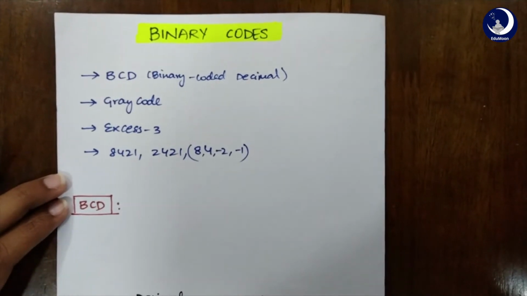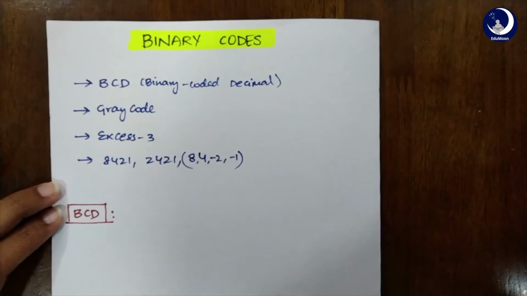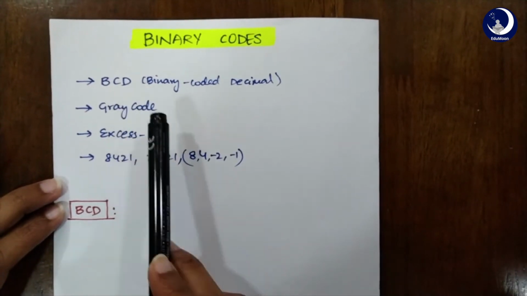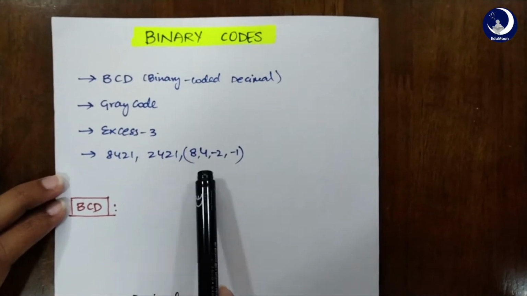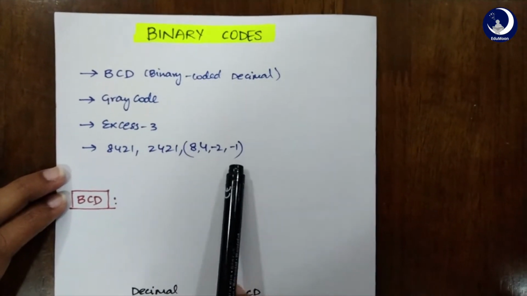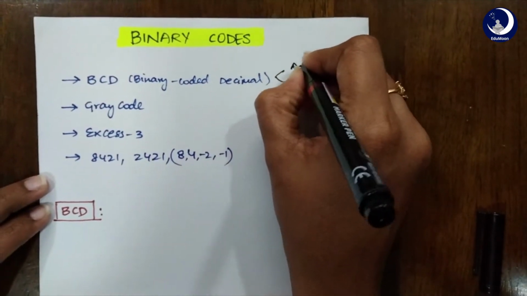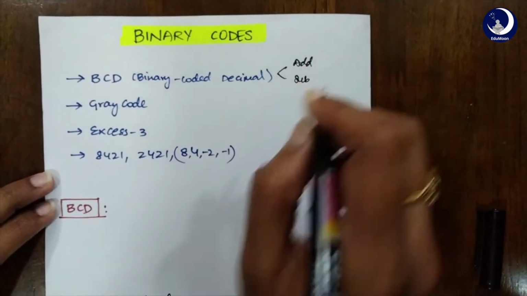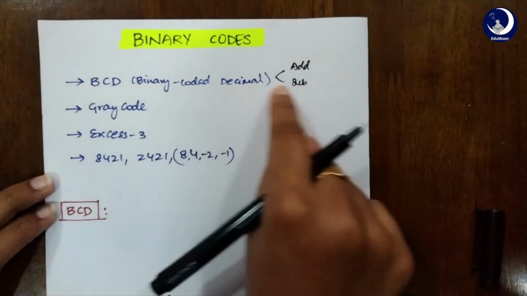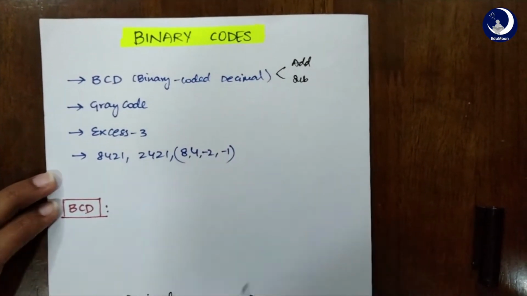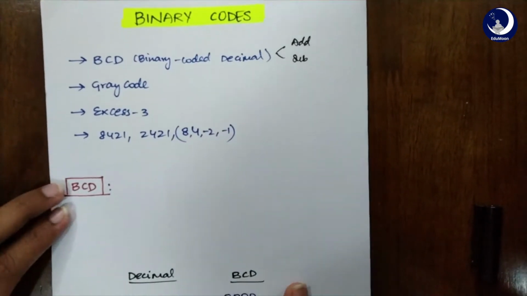Now, we have many binary codes. Strictly sticking to the syllabus, we will be covering only BCD, Gray code, XS3 and 8421, 2421, 84 minus 2 and minus 1. Coming to BCD, we will be covering how to do BCD addition and BCD subtraction. In this particular video, we will be covering only this topic. In the next part B video, we will be covering all these three topics. Okay, now let's get into BCD.